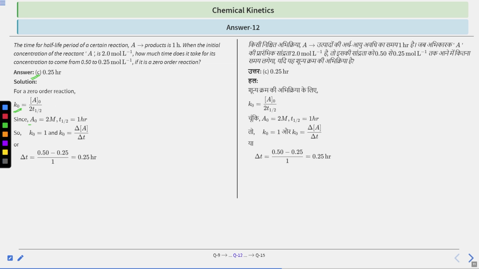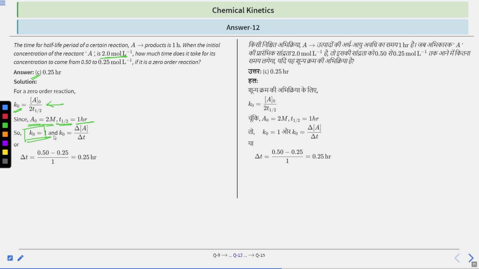And since A naught is given as 2 molar, it is given that the initial concentration is 2 molar. So A naught, the initial concentration, is 2 molar. T half is 1 hour, because it is given that the half life period of a certain reaction is 1 hour. Now we just put it here. So K naught will come out as 1, because A naught is 2, T half is 1, so 2 times 1 will be 2, and the 2s cancel out. So K naught will become equal to 1.